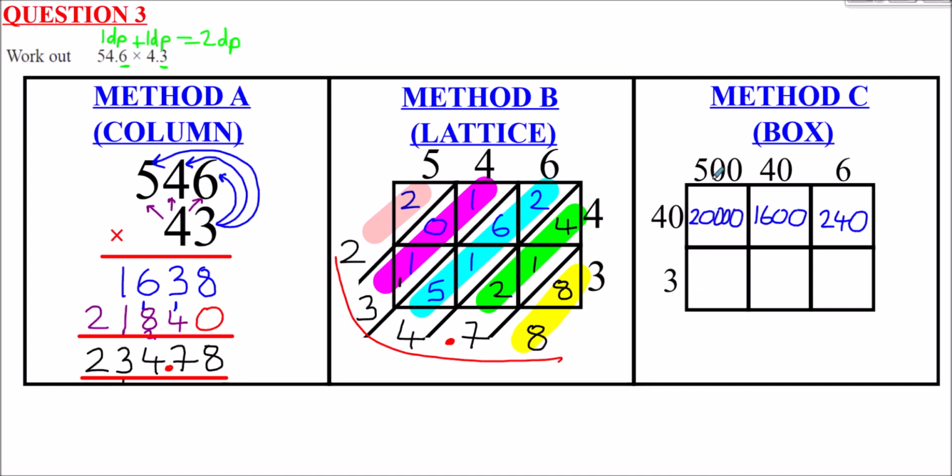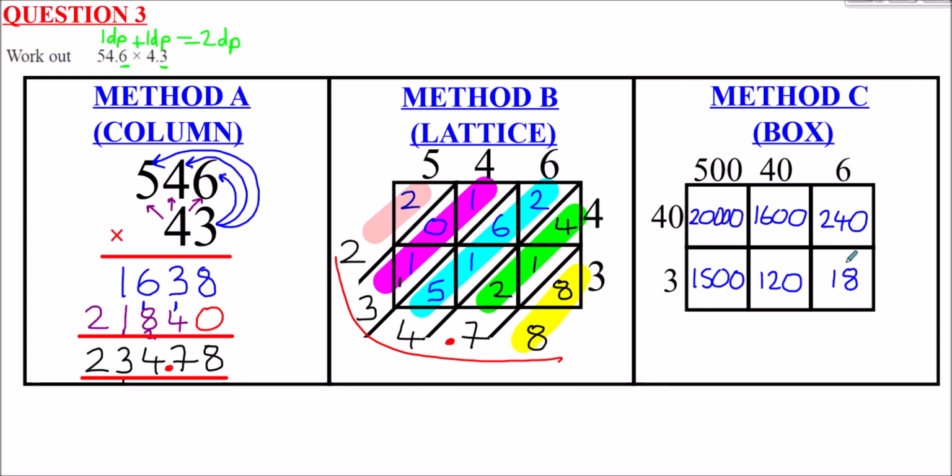Below numbers. 5 times 3 is 15. We add on 2 zeros. This box, above it is 40. To the right is 3. So 40 times 3 is 120. And lastly, 3 times 6 is 18 in that bottom right corner.